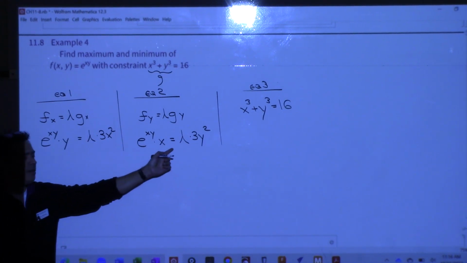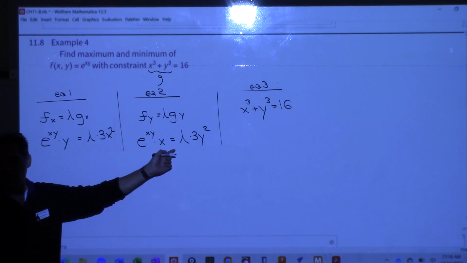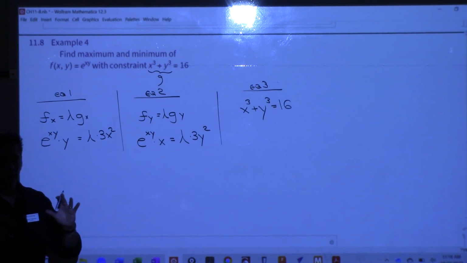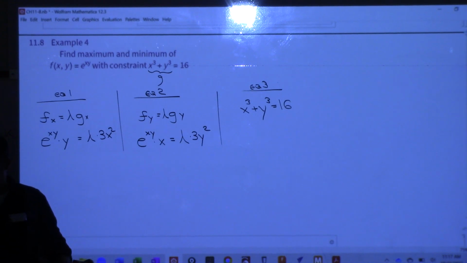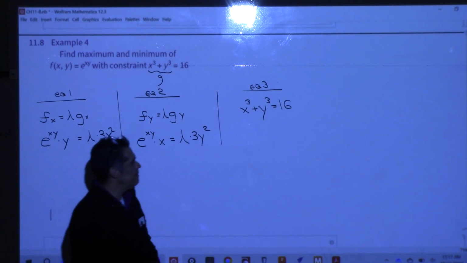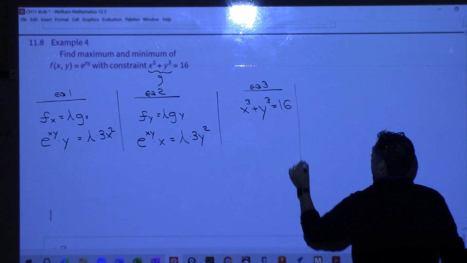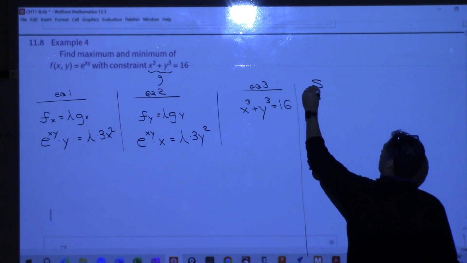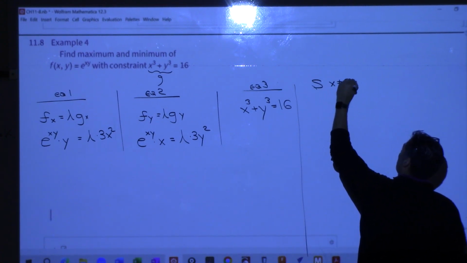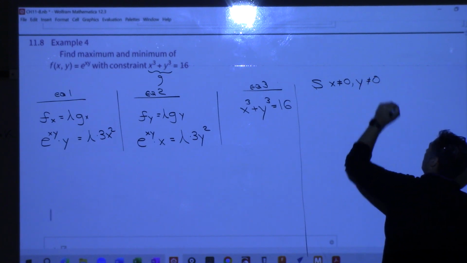And if you solve for lambda here, same thing, right? You have to promise y is not 0. So that's what I'm going to start with. I'm going to say, hey, suppose that x and y are not 0, and then I can do this, right? So suppose x is not 0 and y is not 0.